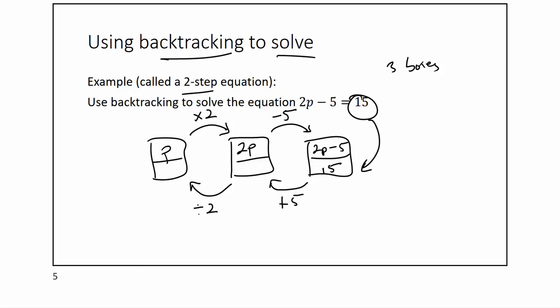All right, let's try this. So 15 plus 5 is 20. 20 divided by 2 is 10. And that means that P must equal 10. Now we can check this to see whether it's right, because we can put this into the expression on the left-hand side. So if P is equal to 10, 2 times 10 is 20. 20 take away 5 is indeed 15. So this must be the correct answer.